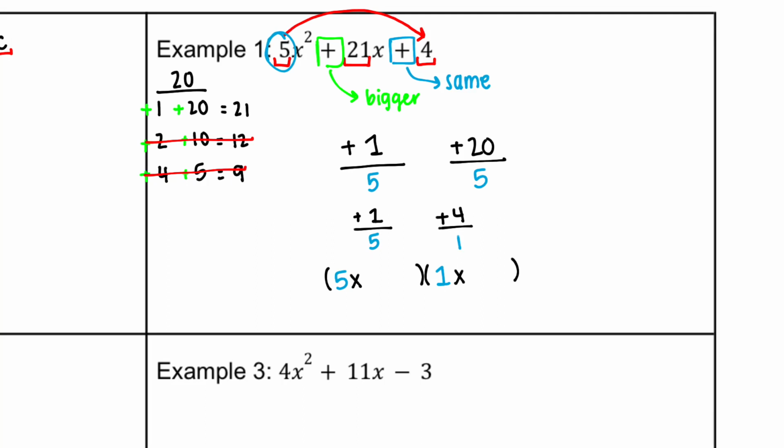Now the last thing we do is we look at those top numbers with their signs. This first one is a +1, so I'm going to write a +1 in the first parenthesis. The second one is a +4, so I'm going to write that in the second parenthesis. Sorry, I said second first, but first. And then I have my factored form of 5x plus 1 times x plus 4. And this is your factored form.